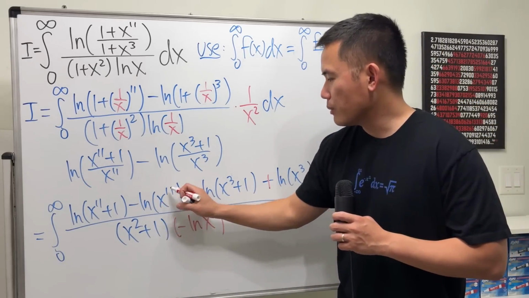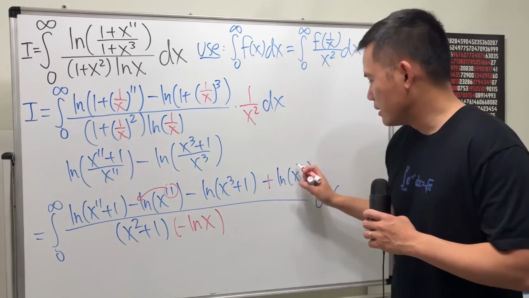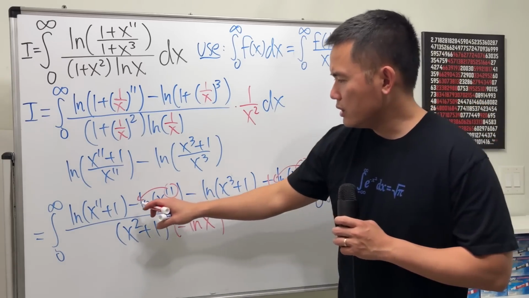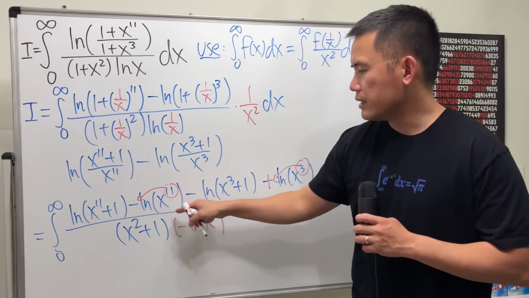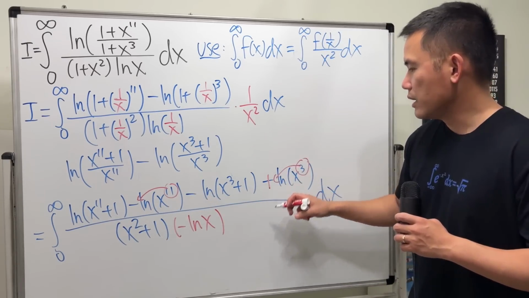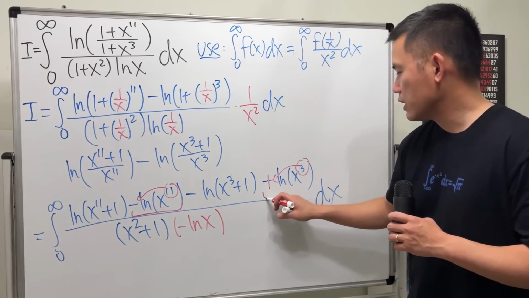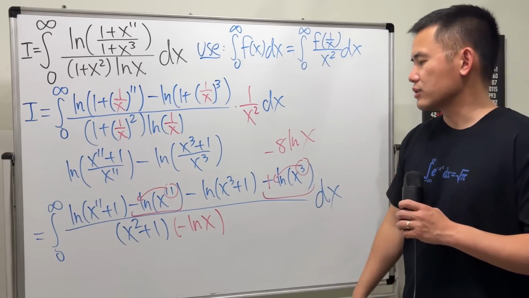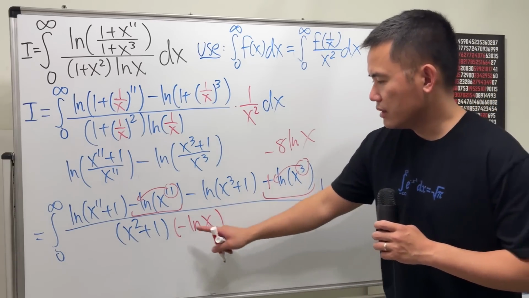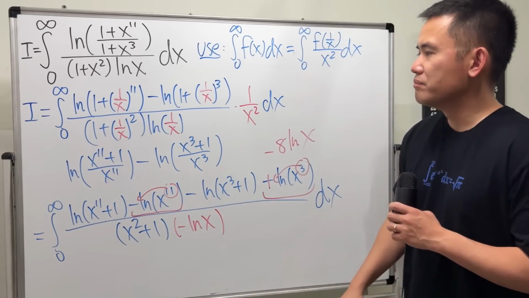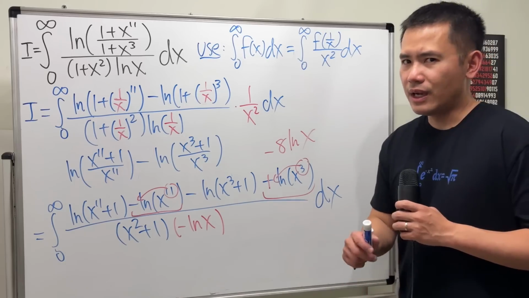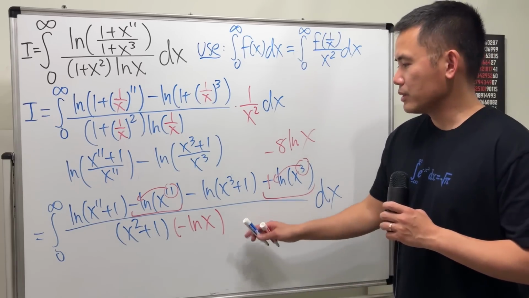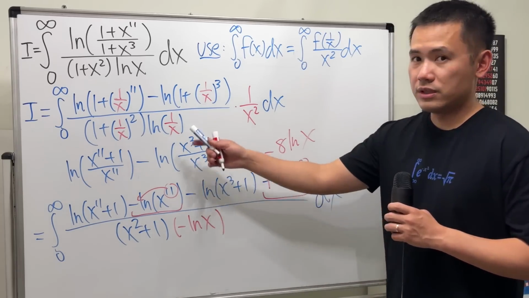And in fact, this right here, we can bring the power to the front. So really, that's negative 11 ln x, and this is plus 3. So altogether, these two terms will give us minus 8 ln x. Okay, not so bad. And negative can be brought to the front. That's all. Now, here is how we are going to continue. I'm going to leave this right here, and I'm going to erase this right here.